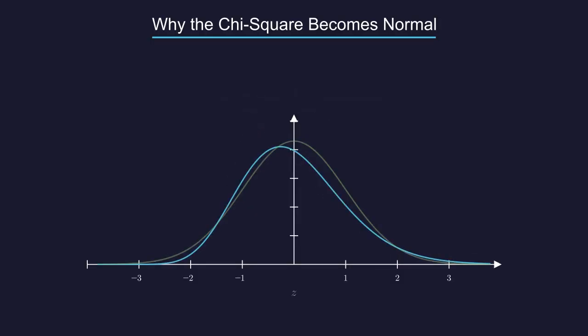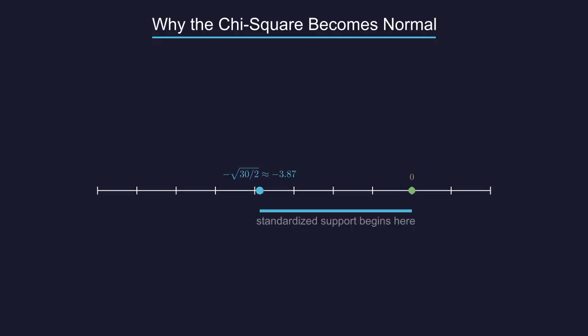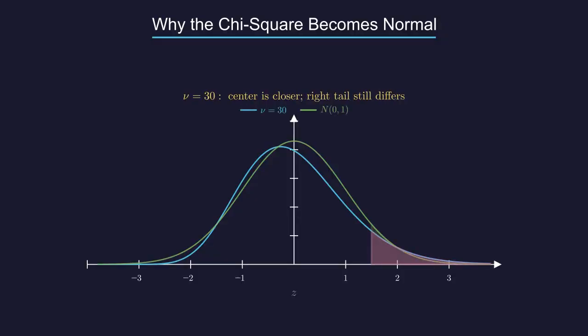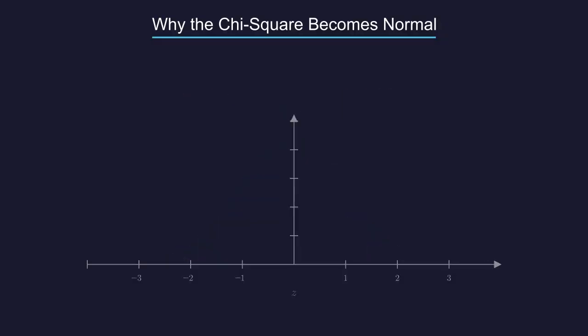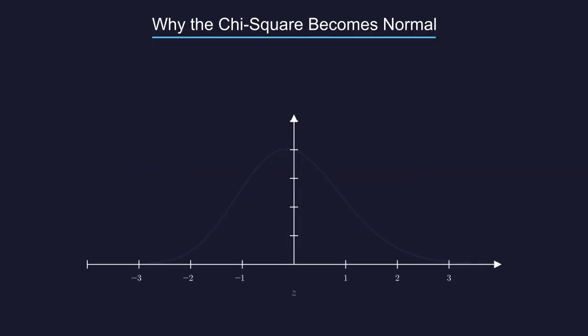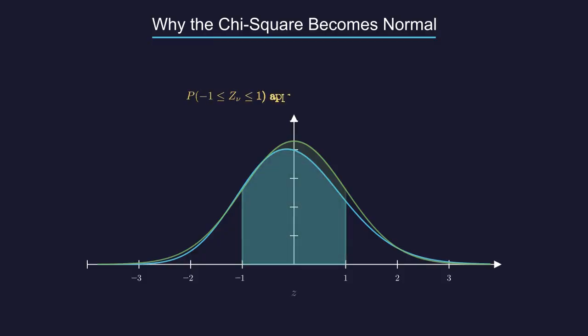At nu equals 30, skewness falls to about 0.516, and the boundary moves to approximately minus 3.87. The center resembles normal more closely, while asymmetry remains visible in the right tail. At nu equals 100, skewness is about 0.283, and the boundary is roughly minus 7.07. Central standardized probabilities are substantially closer to normal, though exact chi-square calculation remains available.